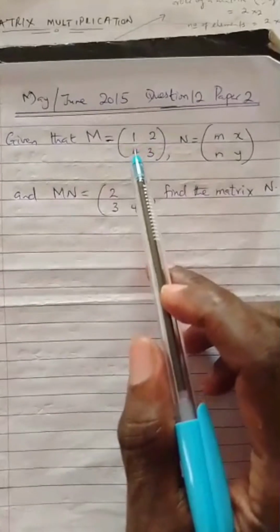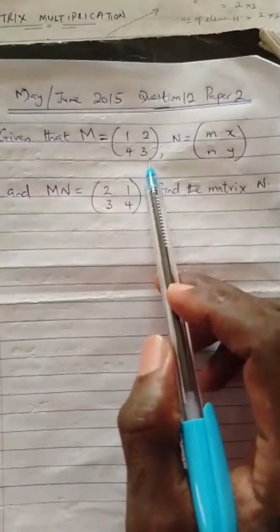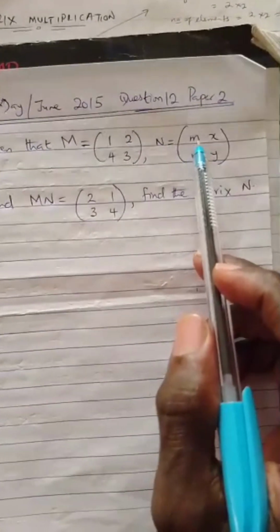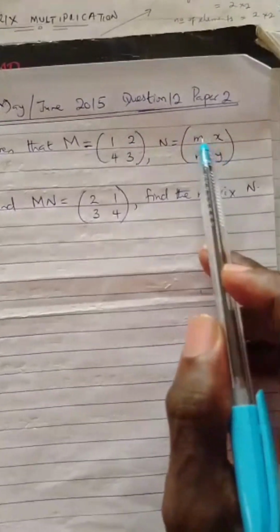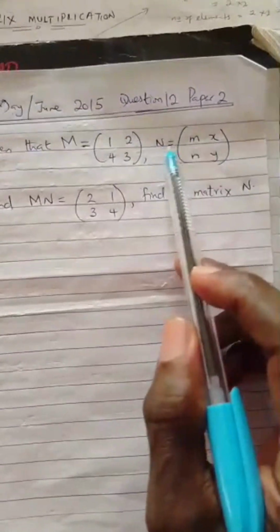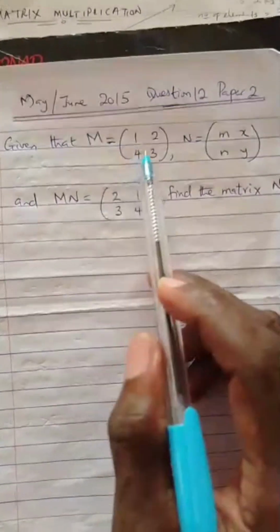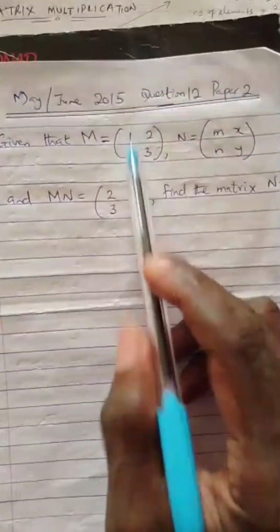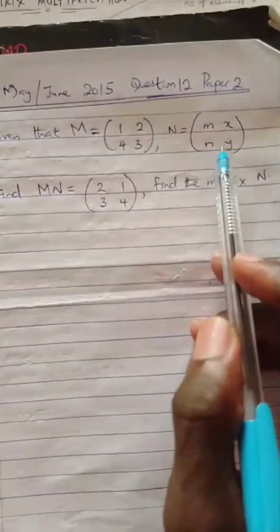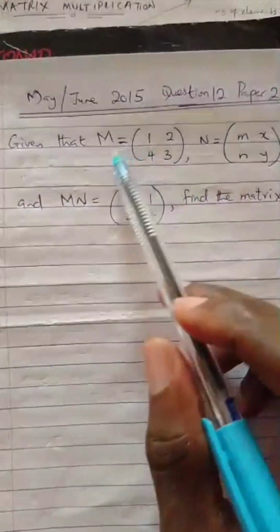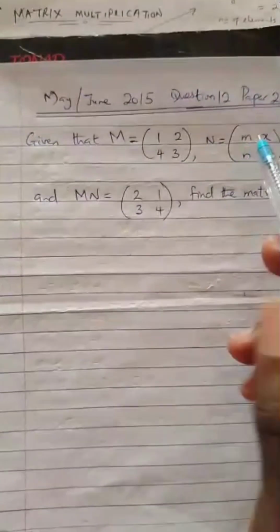So the number of columns here, we have column 1, column 2, and it's equal to the number of rows in matrix M, first row, second row. So we have 2 rows in the second matrix, and it's equal to the number of columns in the first matrix M, 2 columns. So the two matrices conform to multiplication. They can be multiplied together. All right, so let's get to it.